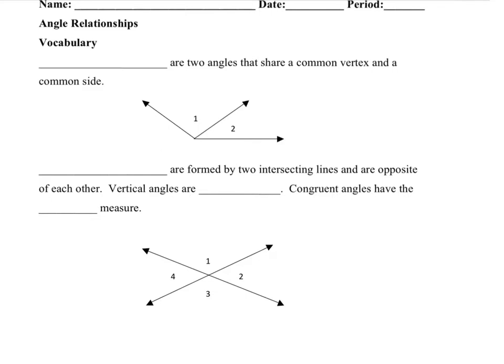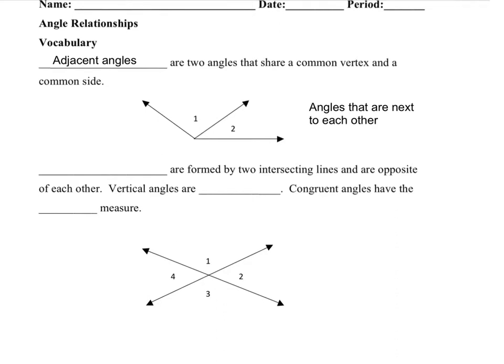Today we're going to discuss angle relationships. So let's talk about some key vocab terms first. The first vocab term you should know about angles are adjacent angles. Adjacent angles are two angles that share a common vertex and a common side. So basically, adjacent angles are next to each other.